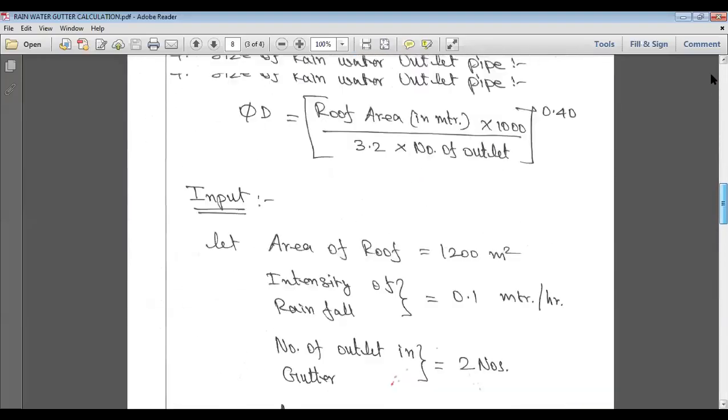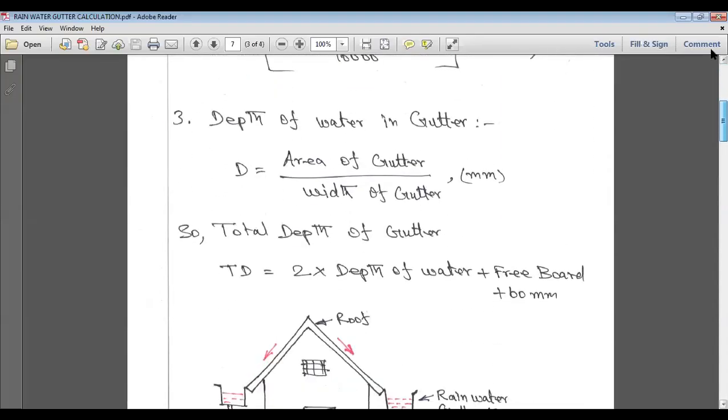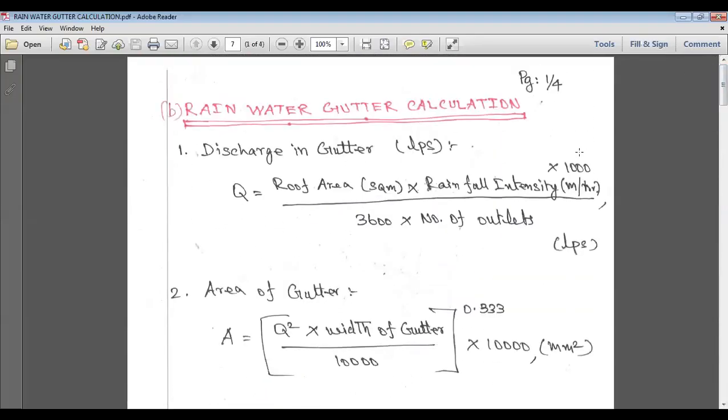This is the rainwater gutter pipe size calculation. In our commercial or normal residential buildings, gutters will not come. In the older days, long back, they used gutters for the roof. Now we are not using that; we are going for RCC flat roofs only. That's why this calculation will not come for you. It is a rare calculation, but you have to keep it in mind.